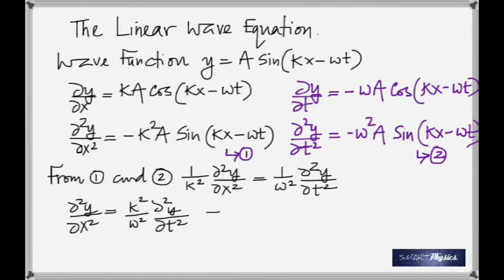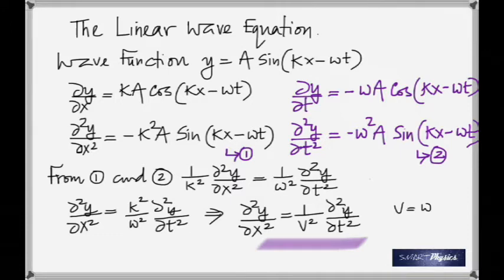Then you can rearrange that to get k squared by omega squared, just taking k squared to the other side. But remember that the velocity v is equal to omega by k. Therefore, you get it in this form, and that's the linear wave equation. On the left hand side you have dou squared y by dou x squared, and on the right side you have the acceleration of the particle, and this is the wave speed. So that's a very important equation.